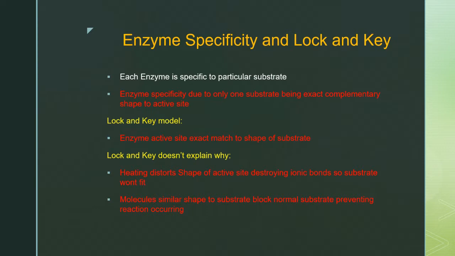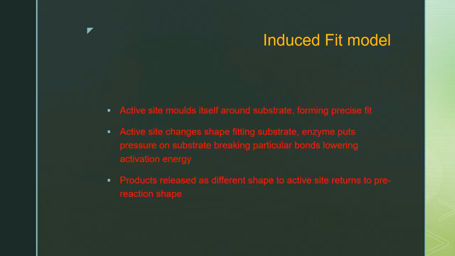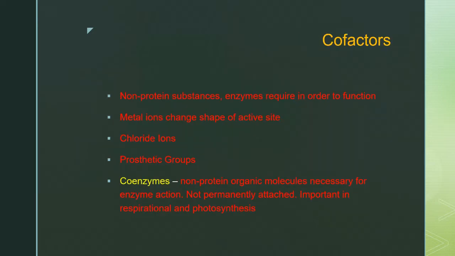Also, molecules with a similar shape to the substrate can block the normal substrate, preventing the reaction occurring, as they will fit, they'll squeeze in. And this is where the induced fit model comes in, as the active site will mold itself around the substrate, forming a precise fit. This means that other substrates can't fit in it. The active site will change shape to fit the substrate, and then the enzyme will put pressure on the substrate. This will break the particular bonds, lowering the activation energy, like we talked about. The product will then be released as a different shape to the active site, whilst it returns to the pre-reaction shape.